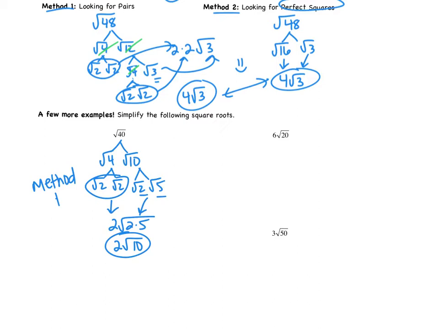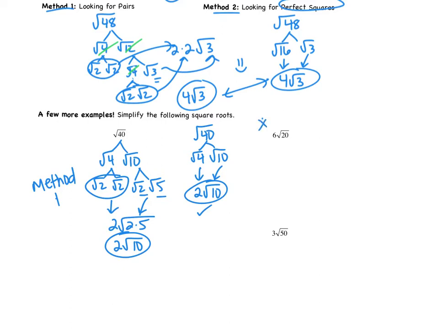If you wanted to use method 2, 4 is a perfect square. I know that the square root of 4 is 2, and I bring 10 back down. You need to ask yourselves, can we break down 10? Does 10 have any perfect squares in it? No. So again, I don't care which method you use, whichever method is more convenient to you.